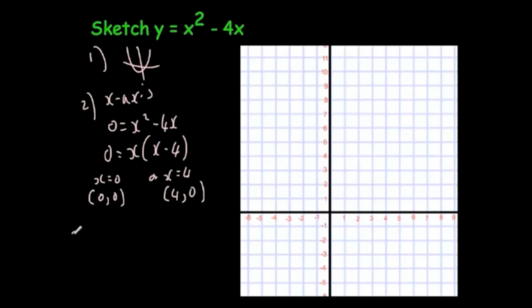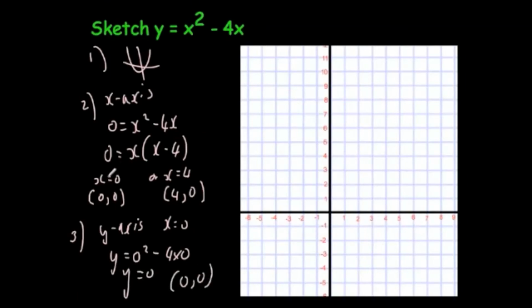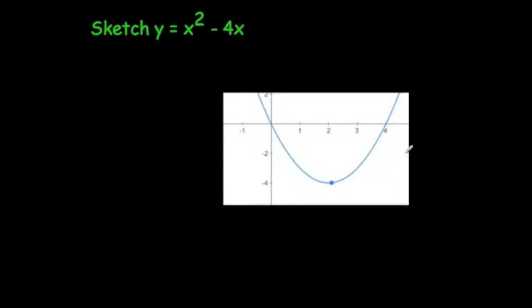Okay? Next, you need to find where it crosses the y-axis. So you let x equal 0. So you're going to get y equals 0 squared minus 4 times 0. So that's going to be 0. Well, I suppose that makes sense. That's 0, 0, because it crosses the x-axis at 0 and the y-axis at 0. So it's going to go through the origin here at 0, 0. And so it's going to go through the point 4, 0, and it's going to be a U-shaped parabola, something that looks like this.